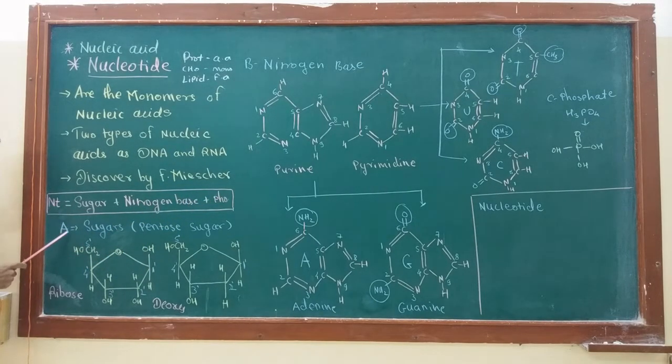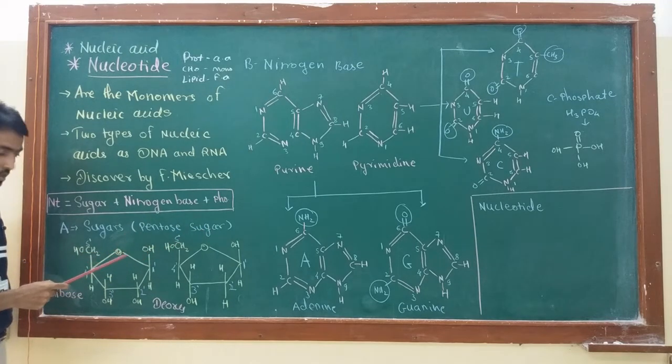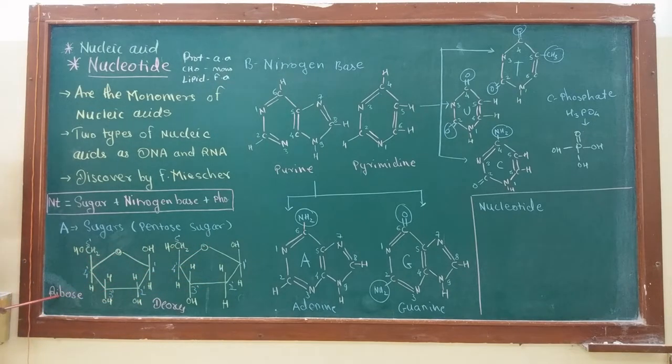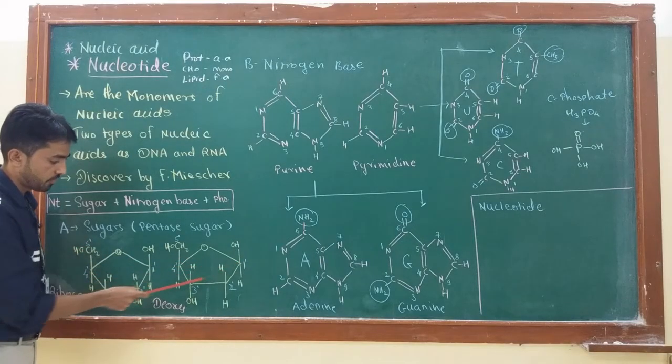So, first of all, we are going to see sugars. In nucleotides, mainly pentose sugars are present, which are 5 carbon sugars, and there are generally two different types of sugars present in the nucleotide. First is ribose sugar. Here you can see it is a 5 carbon sugar. This is carbon number 1, 2, 3, 4, and 5, and another is deoxyribose sugar. It also contains 5 carbon.